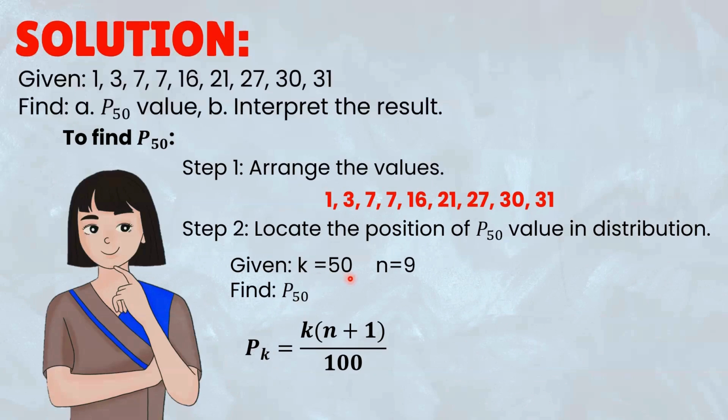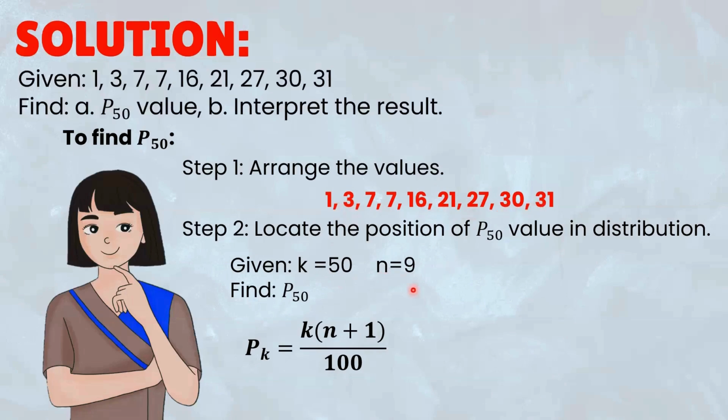Let's say we are looking for percentile 10, so k will be equal to 10. If we are looking for the fifth percentile, k is equal to 5. If we are looking for the 75th percentile, k is equal to 75, and so on. And n is equal to 9 because there are 9 values in our data set.